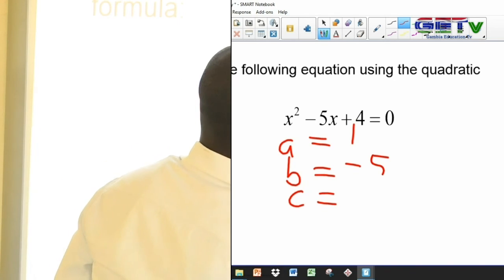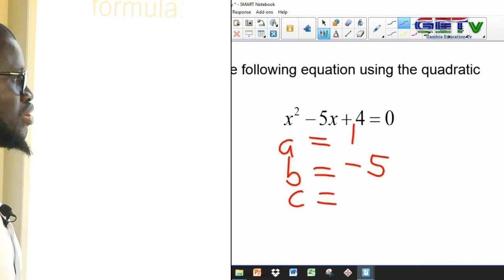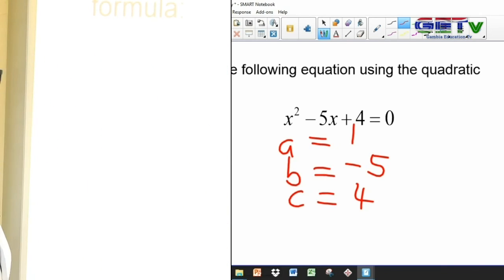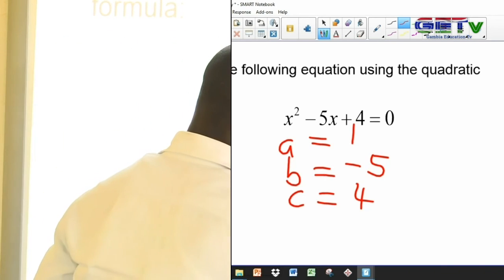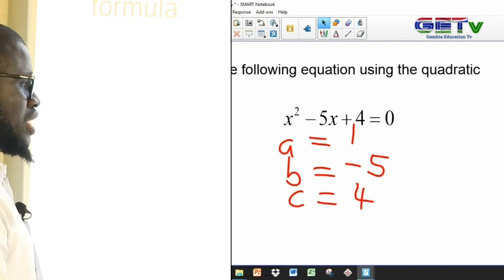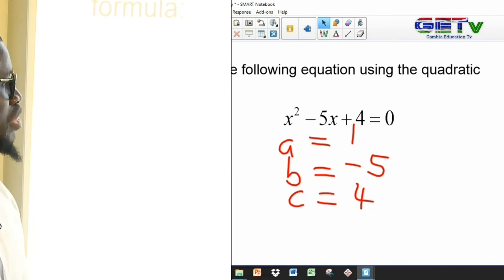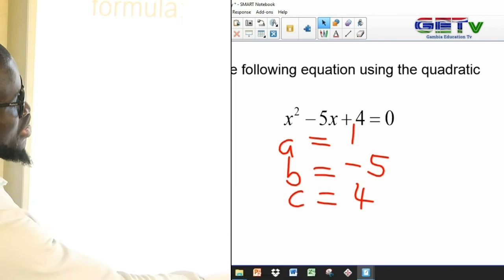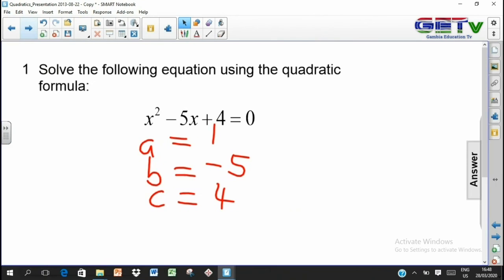Is -5. And what is the value of c? It is 4. Now, since we are able to identify the values of a, b, and c, what should be the next thing we're supposed to do? We are going to make sure that we substitute in the values of a, b, and c into the formula.